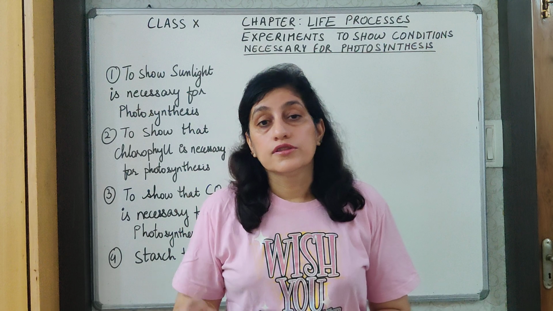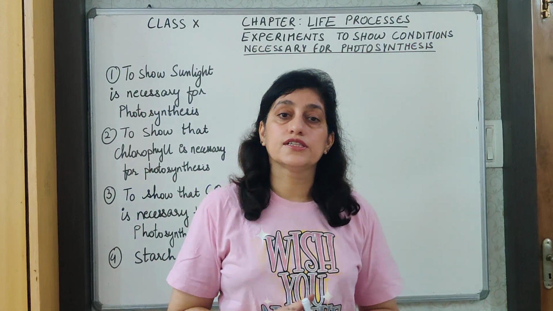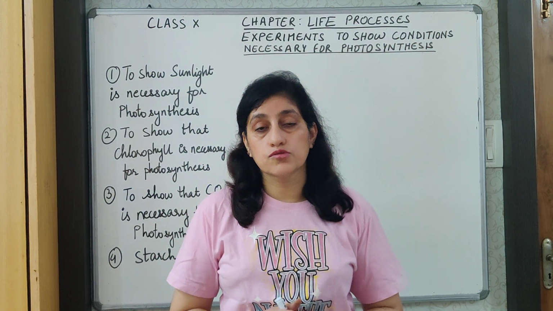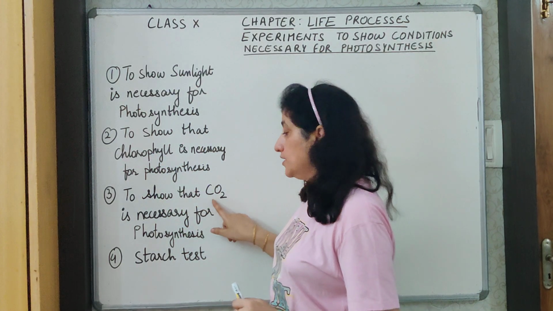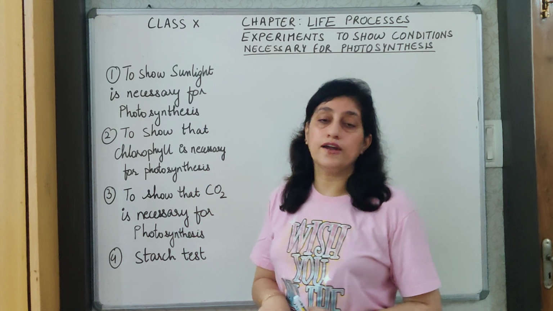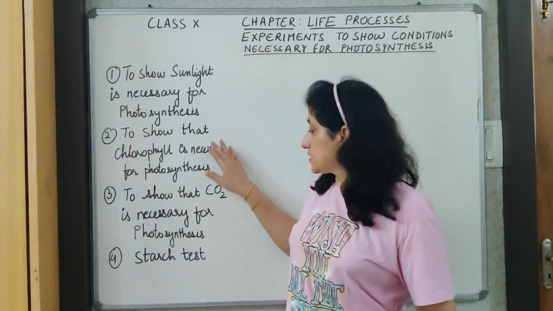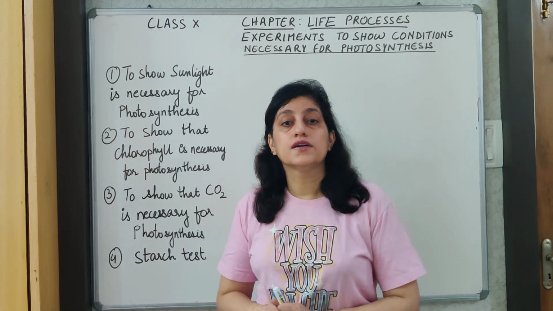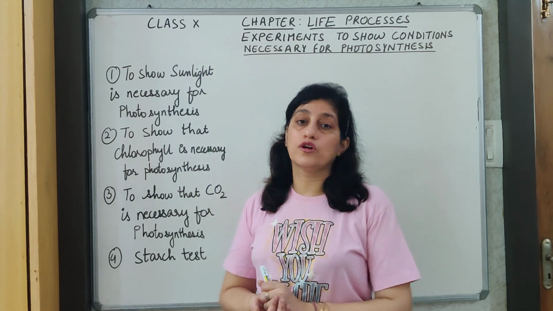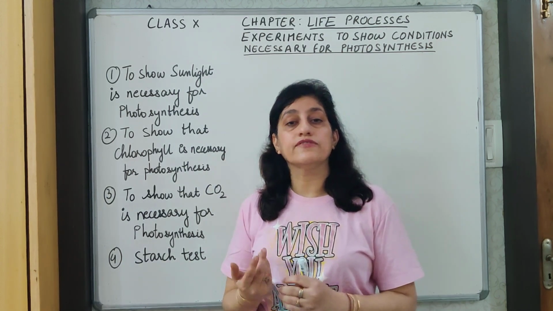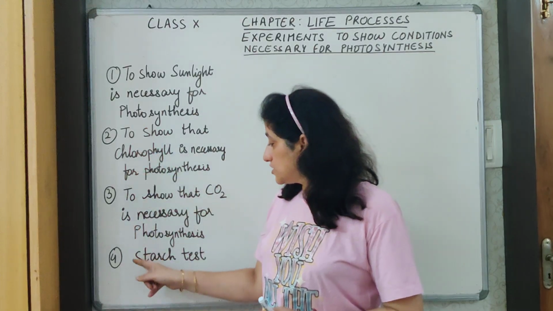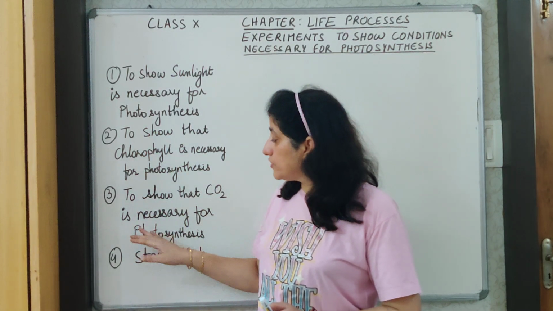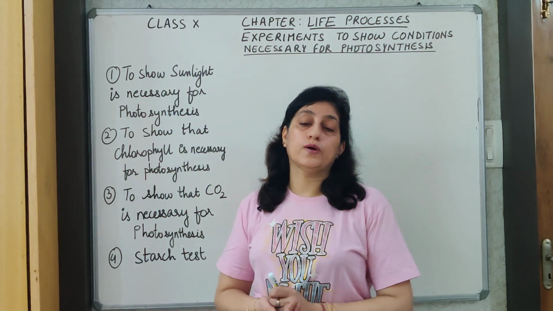Now, we know that there are four conditions necessary for photosynthesis to take place, which include sunlight, chlorophyll, carbon dioxide and water. Here we will be discussing these three experiments. We do not have an experiment for water because we cannot deprive the plant of water. It is always there in it. Hence we have these three experiments. We will begin with them one by one.